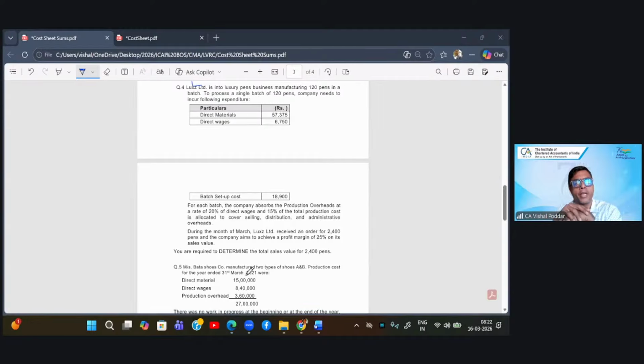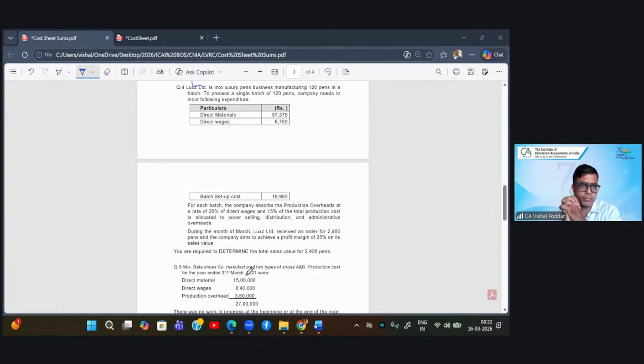Asta is asking, sir, whether heat, light, and power will come under direct expenses or factory overheads. See, understand, Asta, what is the difference between overheads and direct cost? When you are able to link any particular expense with a product, link means what? You are able to measure how much heat, how much light, how much power is going into one unit of the product.